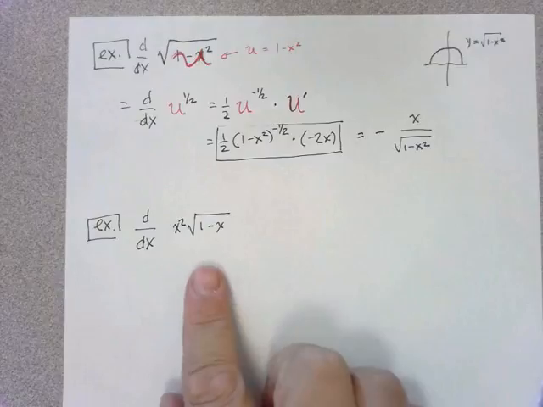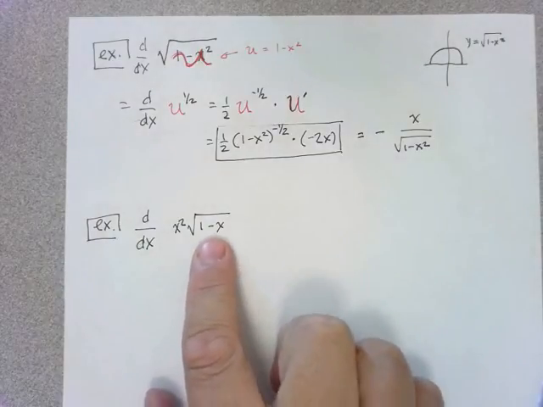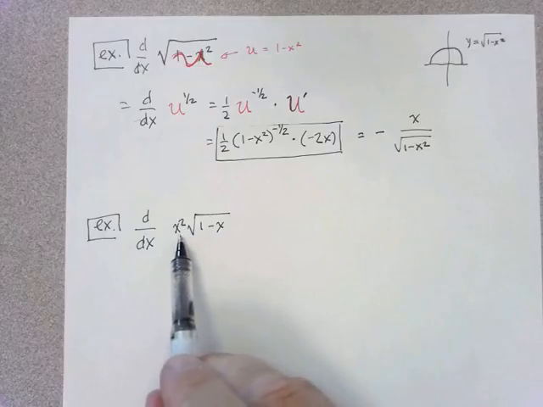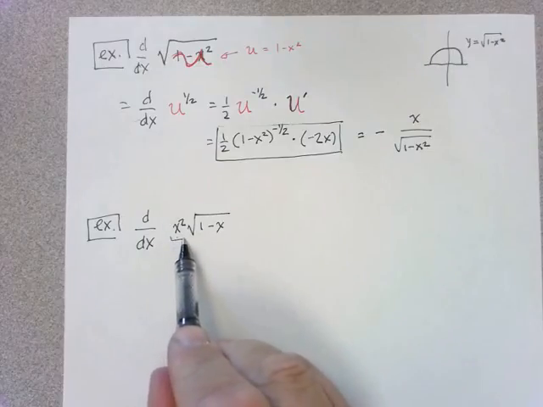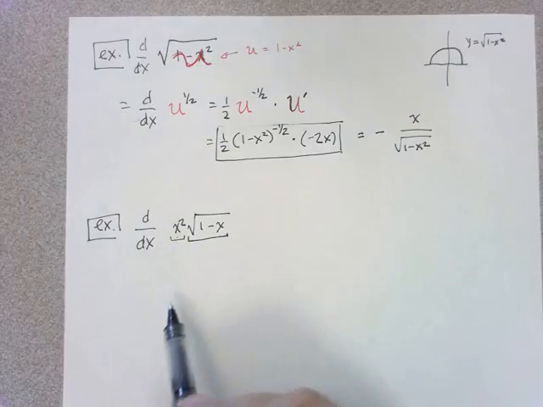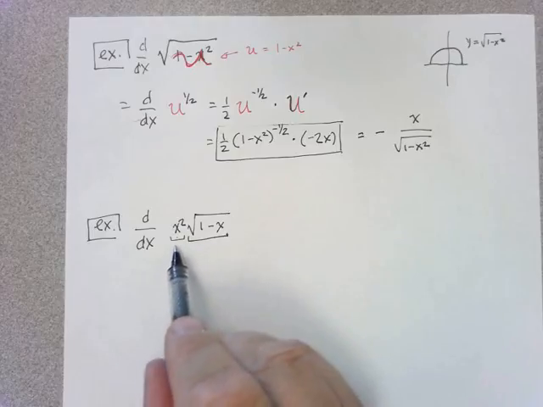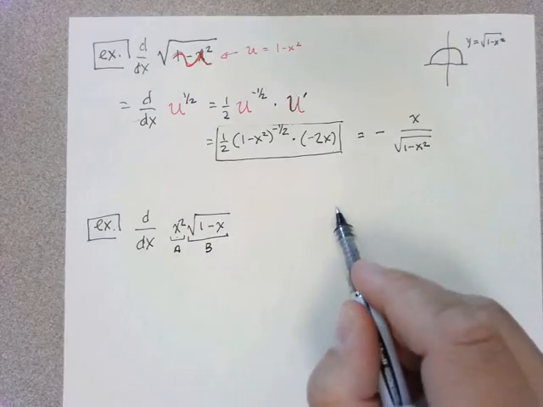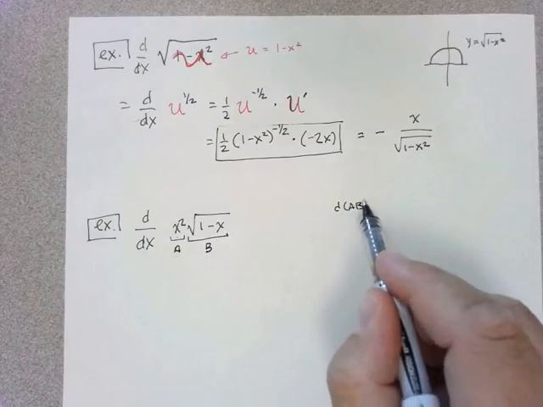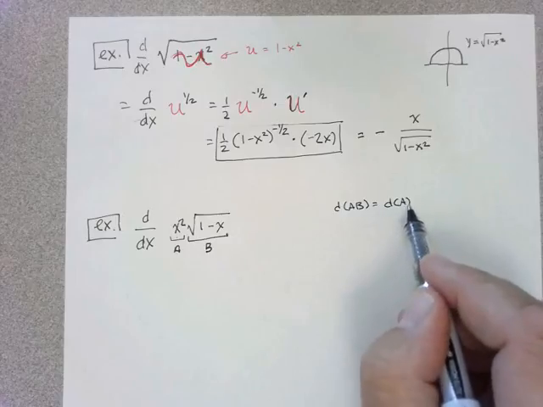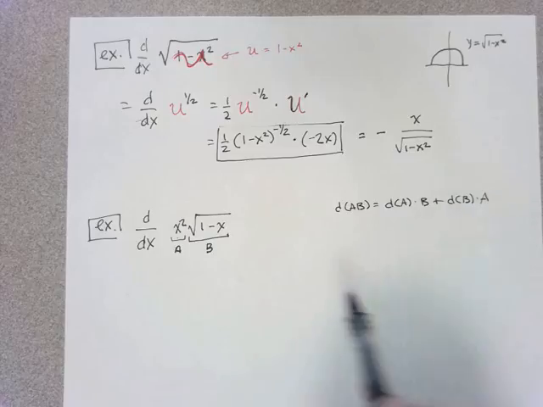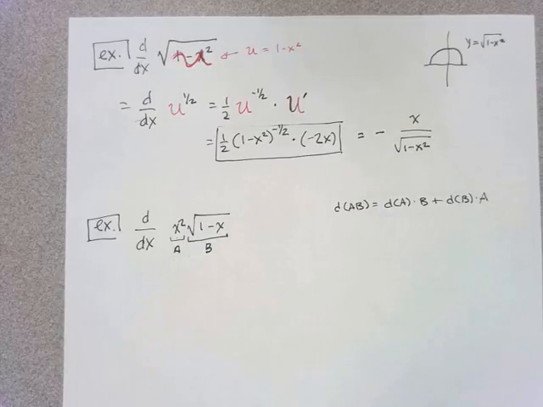So this is getting a little bit more complicated. x squared times the square root of something that's not just x. And so when I analyze this, I'm like, oh wait, this is a product. I've got x squared multiplied by square root 1 minus x. So it's going to be my a for the product rule. This is going to be the b. And I remember the product rule, if I take the derivative of a times b, it's the derivative of a times b plus the derivative of b times a. So I'm going to apply that over here.